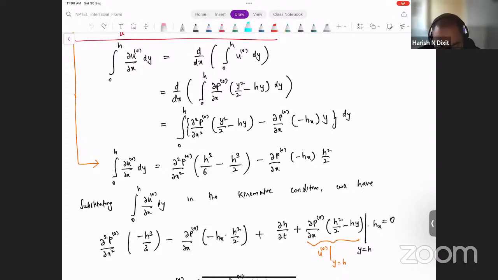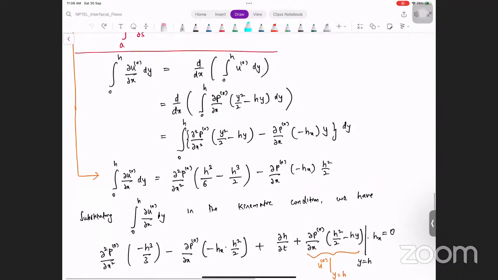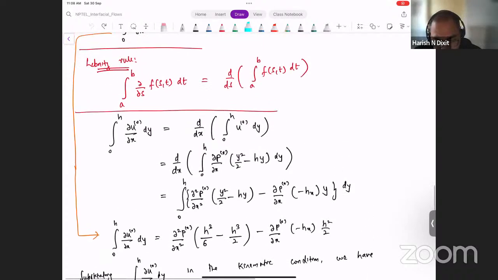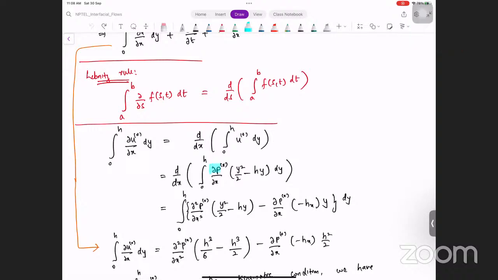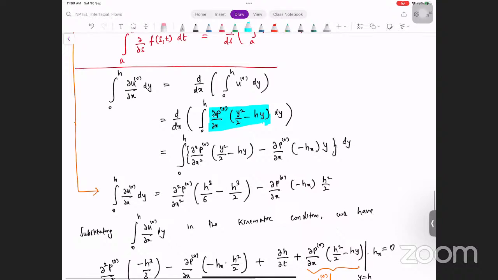Give me a second. Sir, when we put y equals h in this line, just below where we have written substituting, del square p by del x square, this term will become h square by 2. No, I understand, but Himanshu, I'm just trying to see this. This is the expression of u, the velocity. It's a parabolic velocity profile. Yes, sir. Right, and that's what is over here.